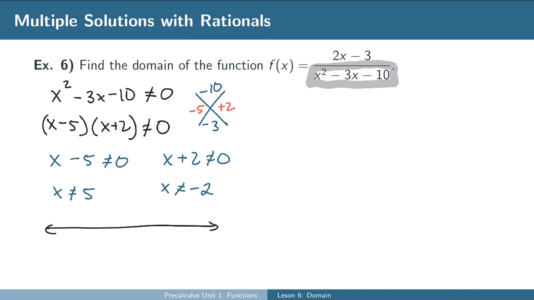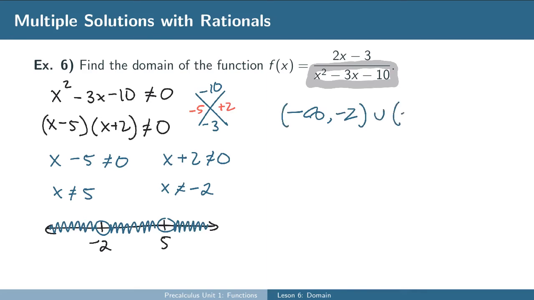I'm going to go ahead and plot both of those, negative 2 and positive 5. Since I cannot use those values, I'll have open circles there, and anything else is fair game. So I will write my interval: negative infinity to negative 2, and then another piece from negative 2 to 5, and my final piece is from 5 to infinity.